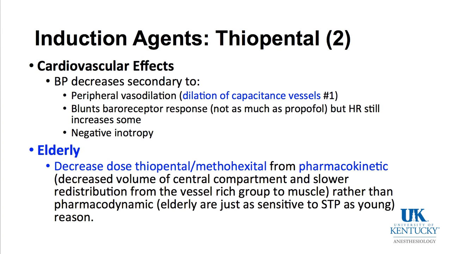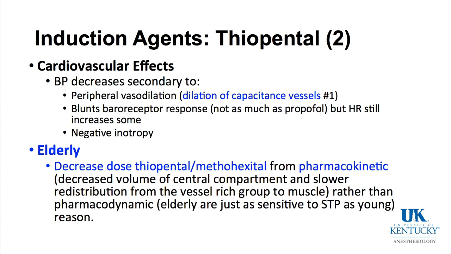Thiopental is a veno and vasodilator, and you can get a decrease in blood pressure with induction, just like Propofol, except that it doesn't blunt the baroreceptor response as much as Propofol, so a reflex tachycardia still occurs. So of all of our induction agents, Propofol is the one that causes the most hypotension because it not only vasodilates and venodilates, but also blunts the baroreceptor response of tachycardia.